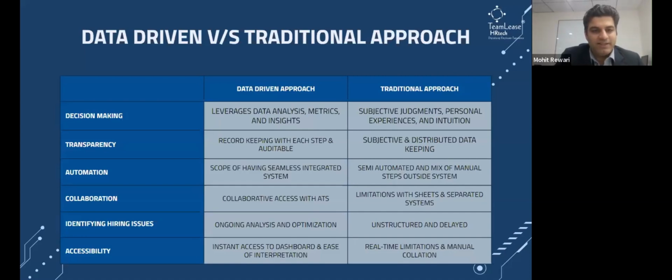Then the last one is accessibility. Instant access to a dashboard and the interpreted data with insights available at any point in time of the day gives you an ease of working from anywhere. But in the traditional approach, the real-time data collection itself is so manual that collating a report from the system or multiple systems in one go and getting insights over it takes a number of days for a single step to get covered.